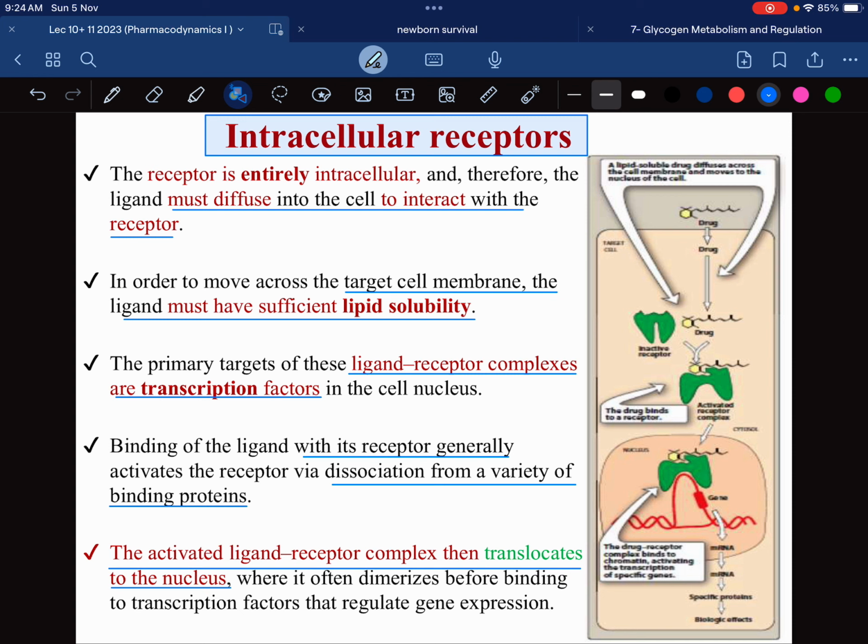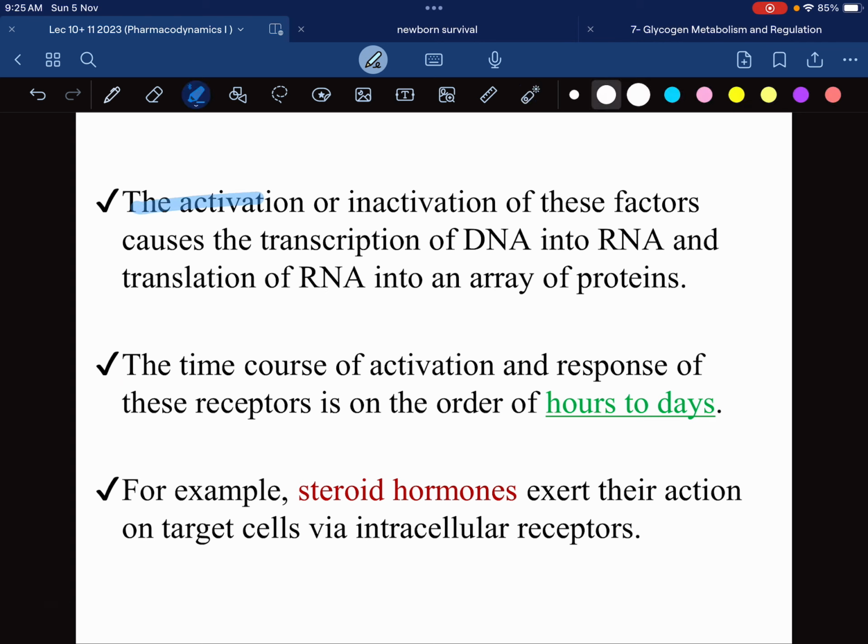Because in the nucleus there is all the genetic material, these receptors sometimes are dimers, and the transcription, that means producing protein from the genes, is started because of this drug receptor complex. So the drug will enter the cell, then enter the nucleus. The drug binds to its receptor and translocates to the nucleus. It will be a dimer, that means two receptor drug complexes will connect to each other with the genetic material to transcribe, that means to convert the genetic material to a protein, and regulate the gene expression and produce the biological activity. The activation or inactivation of this factor causes the transcription of DNA into RNA. The first process is converting DNA to RNA, and then translation of RNA to a certain protein.